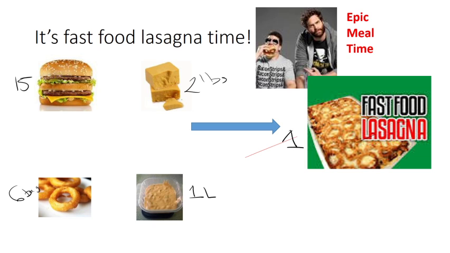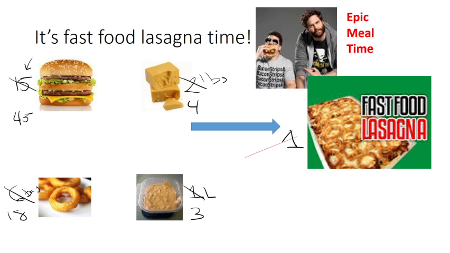So let's say that instead of 15 burgers, you have 45 burgers, right? We got 45 burgers. Instead of 2 pounds of cheese, we have 4 pounds of cheese, right? We were somehow able to get 3 liters of Big Mac sauce. I'm not really sure how that happened, but we were able to come across 3 liters of Big Mac sauce. And of course, we got our 18 bags of onion rings.